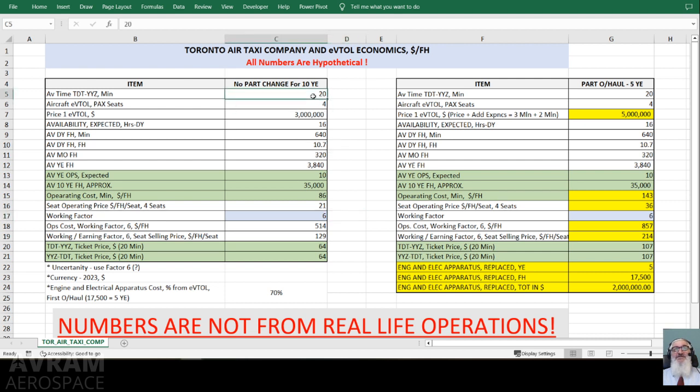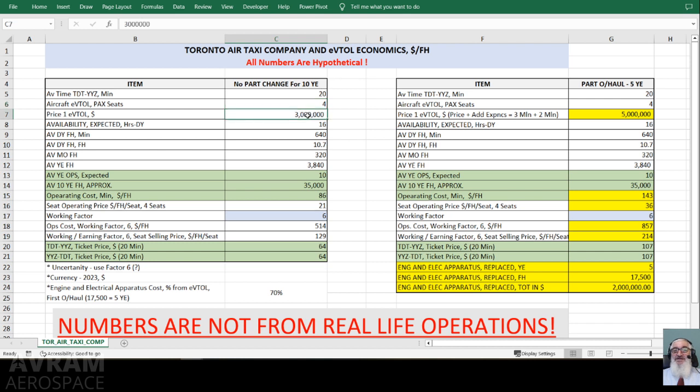Let's say we have an air taxi company. I called it Toronto Air Taxi Company. We are going to fly from, let's say, Toronto downtown to Niagara Falls, Buffalo, or Pearson International Airport. I'm using Pearson International Airport in this example. As you can see, it says here Toronto downtown, TDT, and why is that? Let's say one flight, or average utilization, is 20 minutes. And we have 4 seaters. Don't forget, this is an air taxi, and all numbers in this example are hypothetical.